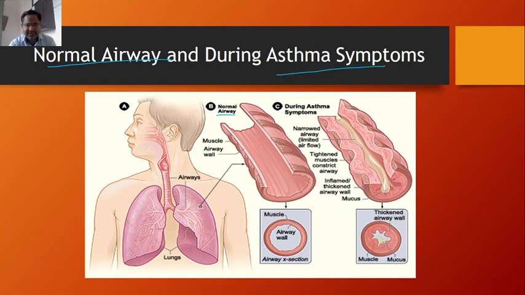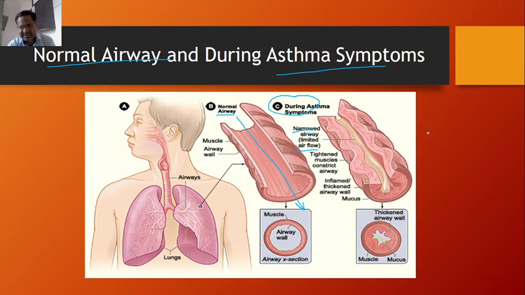In the normal airway, this is the diagrammatic representation of your respiratory system. This is your trachea, the lungs, bronchi, bronchioles, and the alveoli. In the normal case, air or oxygen passes normally through the tracheobronchial tract, the trachea and the bronchioles. The muscles and airway are not tightened, but during the asthma attack there is a narrowed airway, and due to that there is limited airflow.